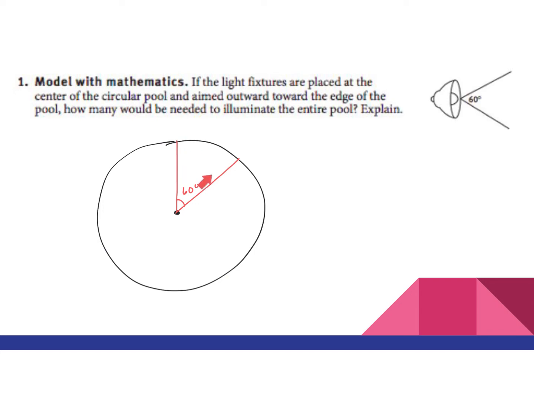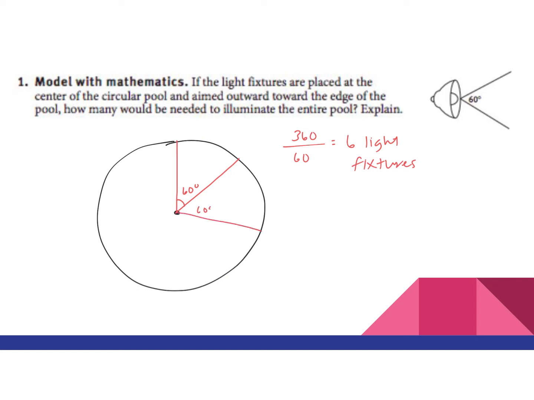So let's think about how many of these we will need for the whole entire circle. Having our whole circle be 360 degrees, let's say we take 360 degrees and divide it by each of the 60-degree lights. That way we know we're going to need 6 light fixtures. So that way the whole pool will be lit up. Let's go ahead and add each of those fixtures in our drawing here.